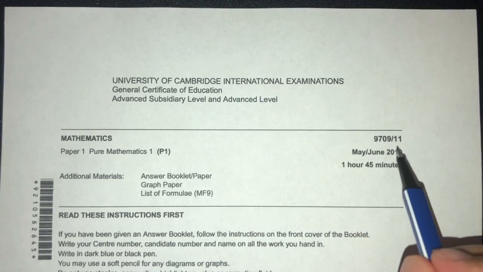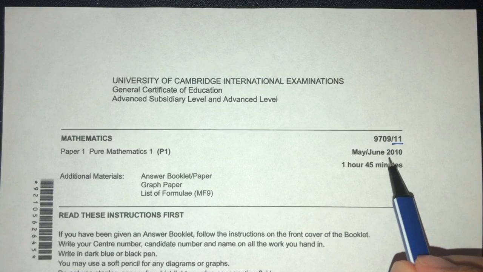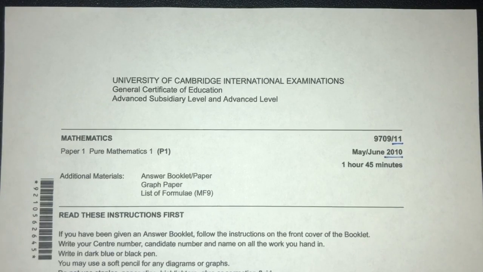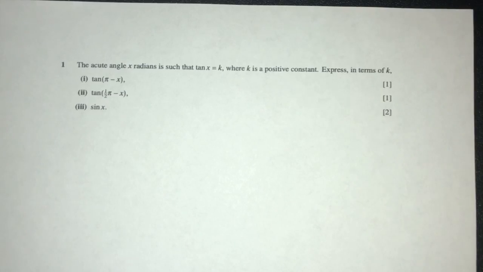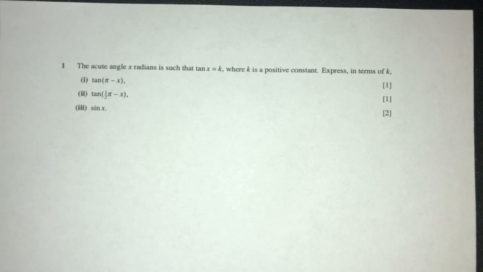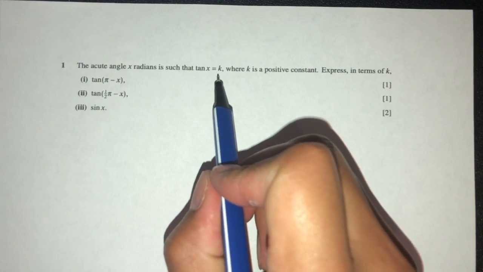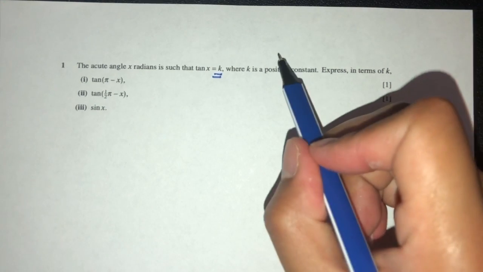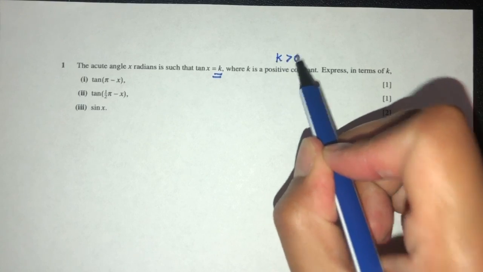This one is paper 1-1 of May-June 2010 for A-level math. With that being said, let's move on to question number 1. For this question, we have the acute angle x, in radians, such that tan of x is equal to k. Now k is given to you as a positive value.